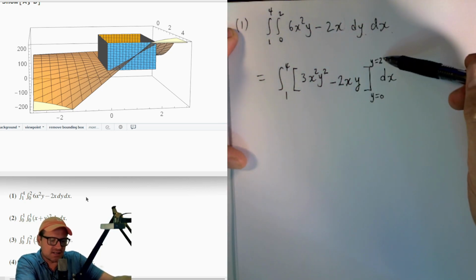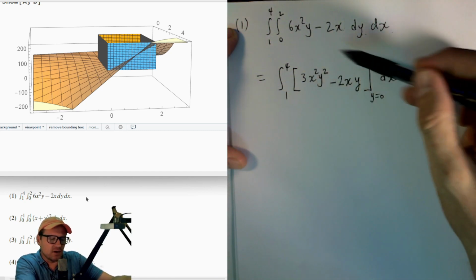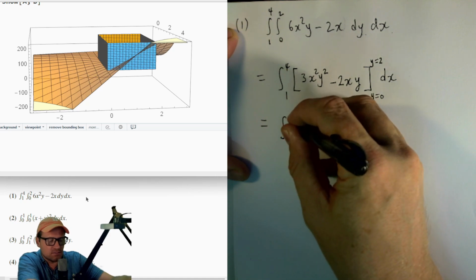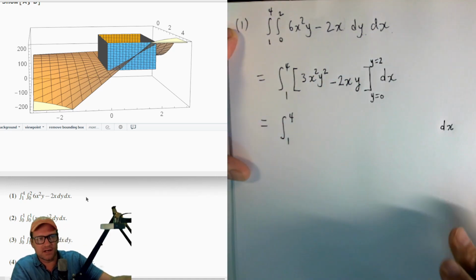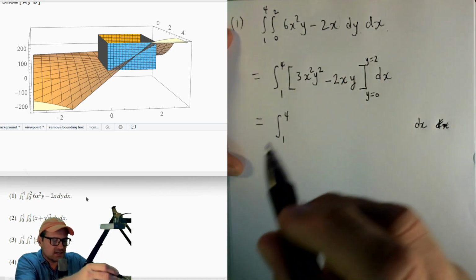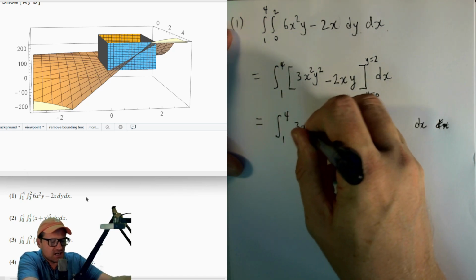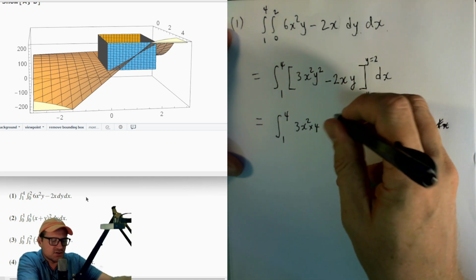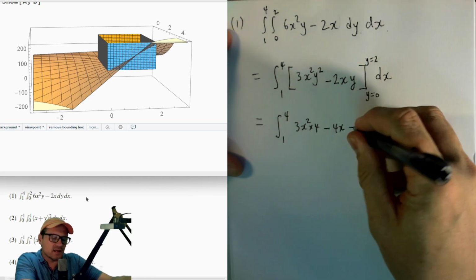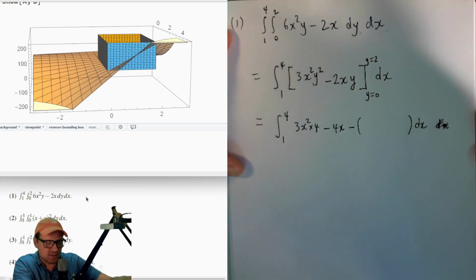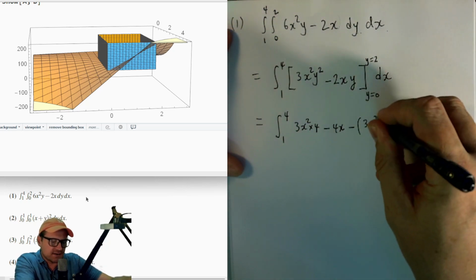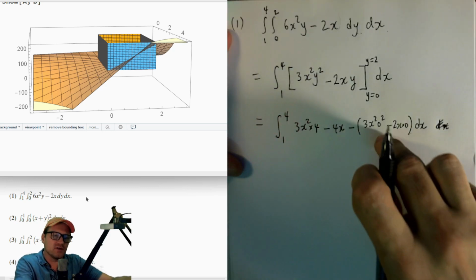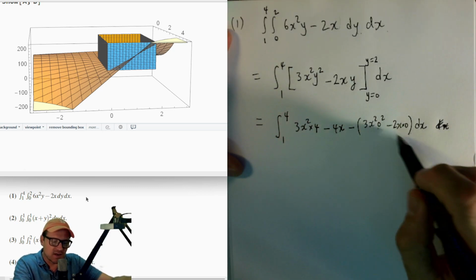Next we sub in y is 2 into this function, and we subtract this function at y equals 0. We leave our integral sign in place because we're not integrating that just yet. So let's sub in y is 2. We have 3x squared times 2 squared, which is 4, minus 2x times 2, so that's minus 4x. Then we subtract, in brackets because we're subtracting the whole thing, 3x squared times 0 squared minus 2x times 0. Obviously this one in brackets is just 0.